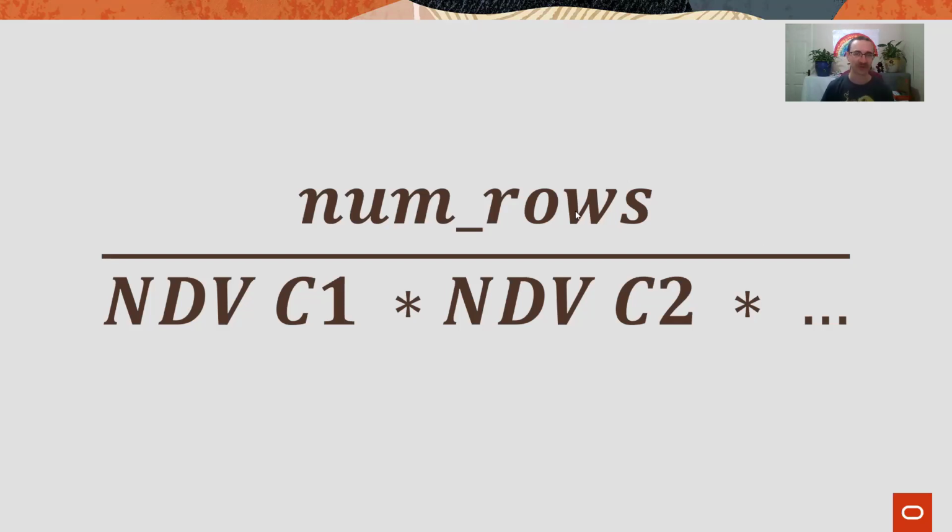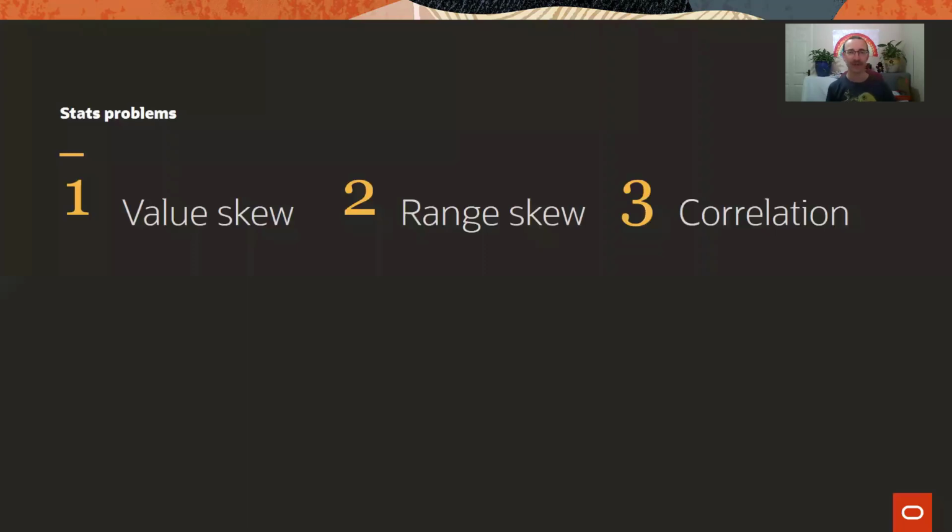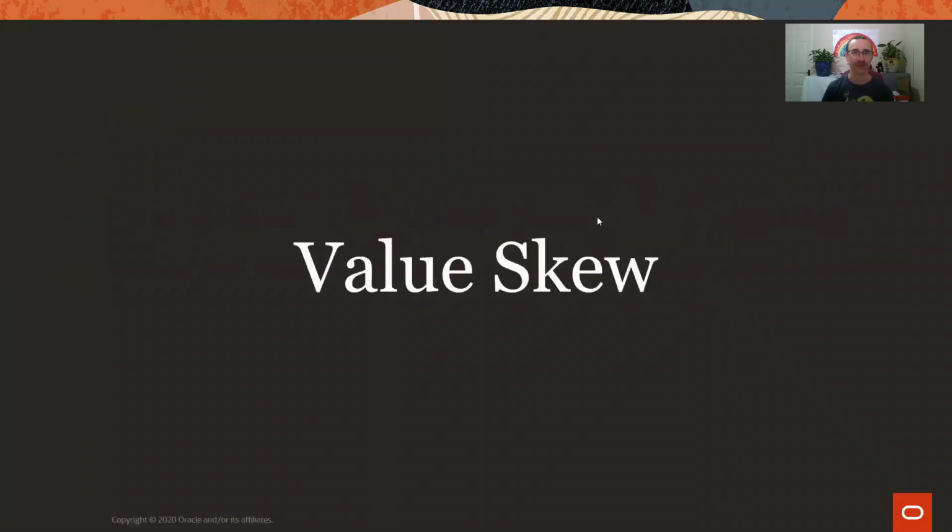There are several problems which can mean that just isn't the case. So the three that we're going to look at today are value skew, range skew, and correlation. And we'll start off with value skew. So this is the one that we're probably most familiar with.